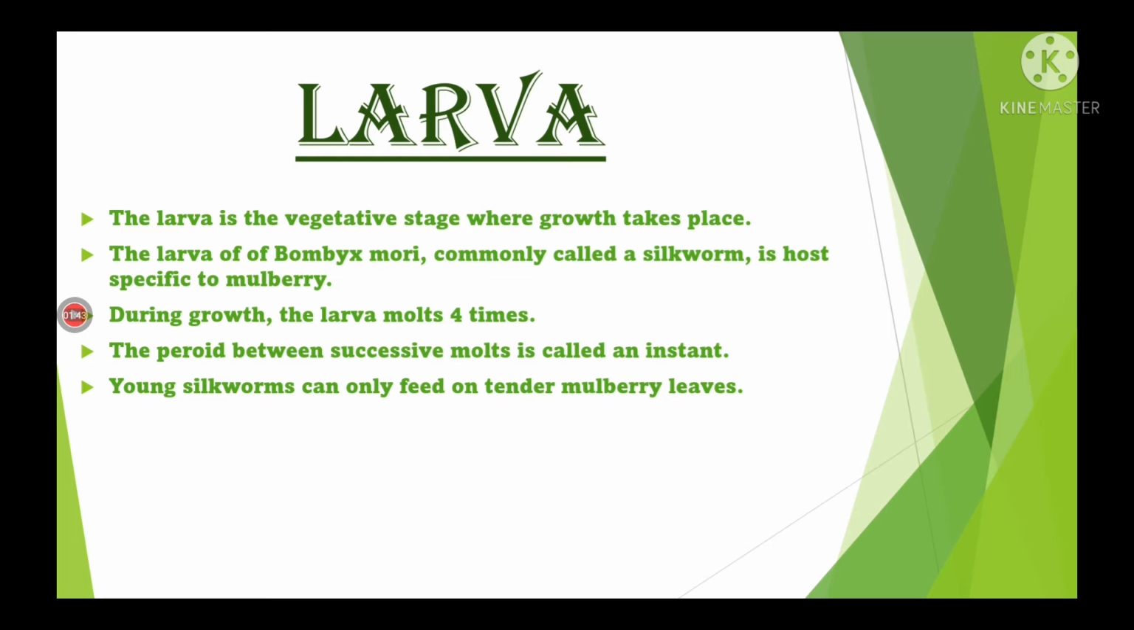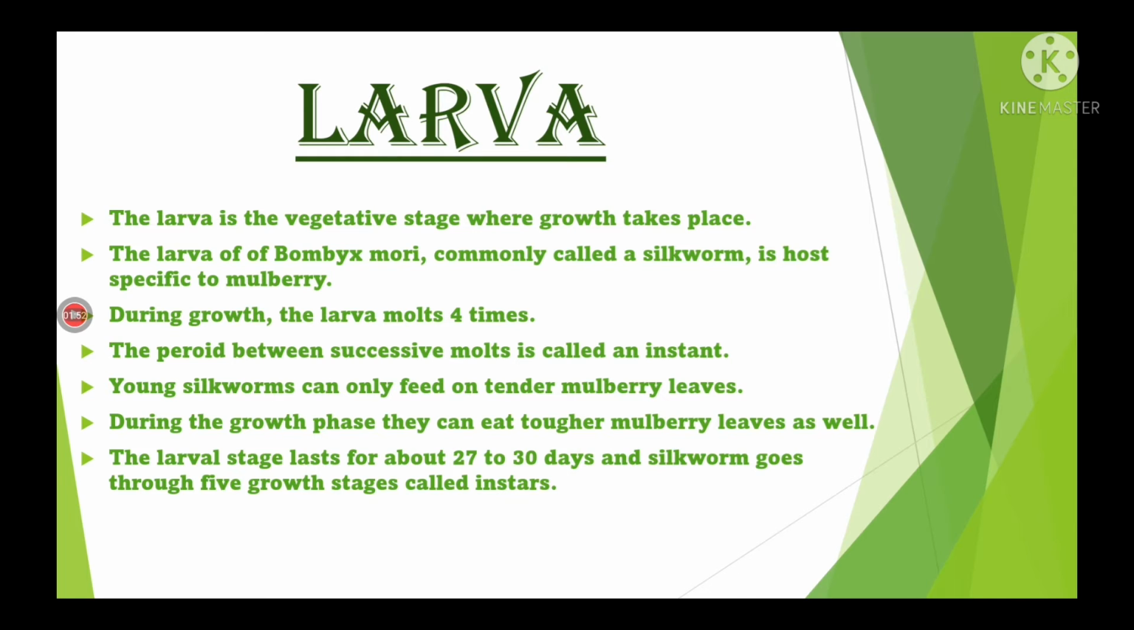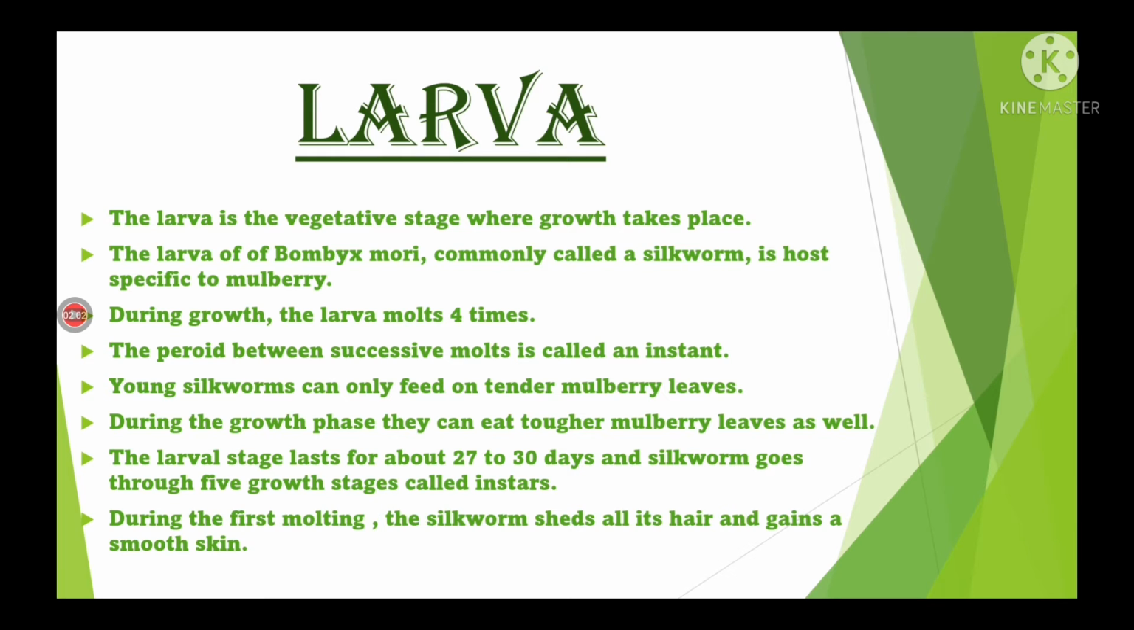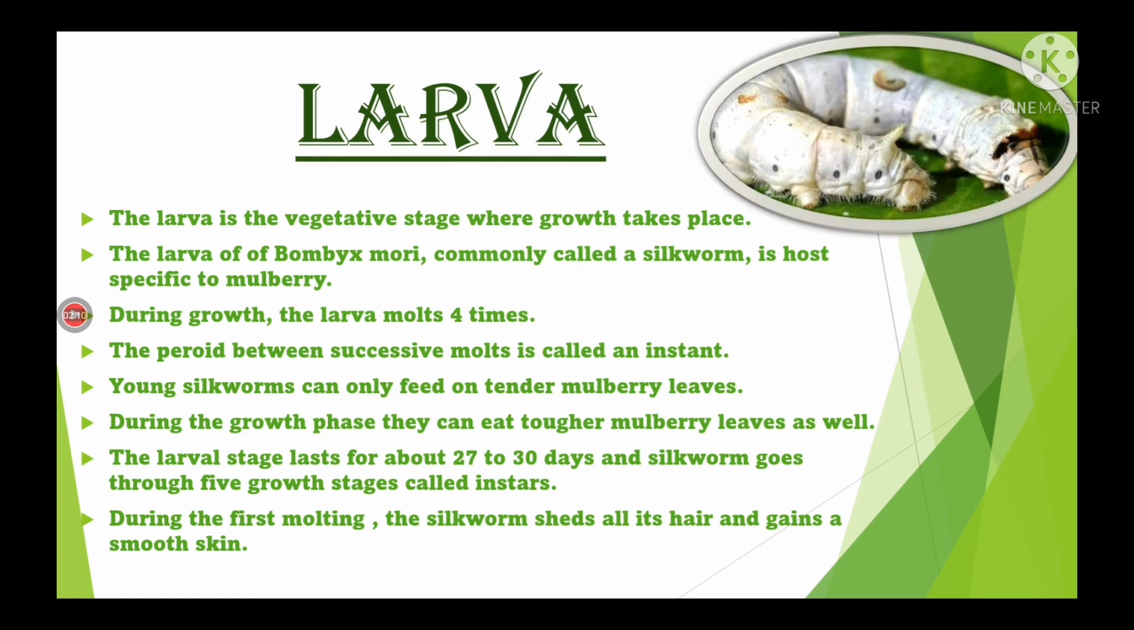Young silkworms can only feed on tender mulberry leaves. During the growth phase, they can eat tougher mulberry leaves as well. The larval stage lasts about 27 to 30 days and silkworms go through 5 growth stages called instars. During the first molting, the silkworm sheds all its hair and gains a smooth skin.